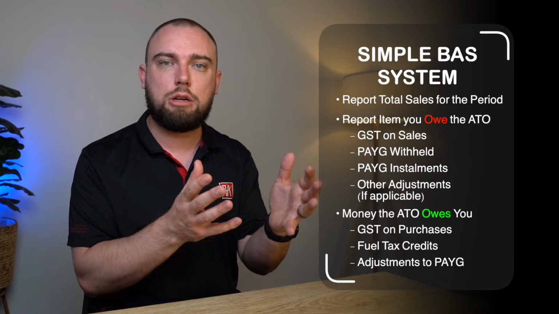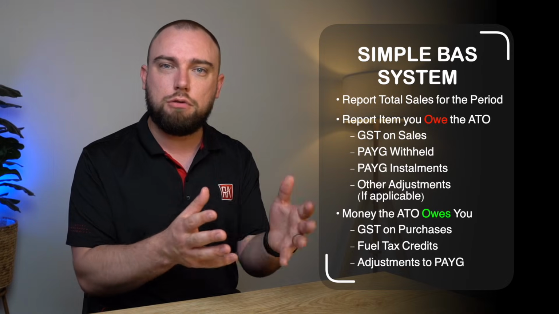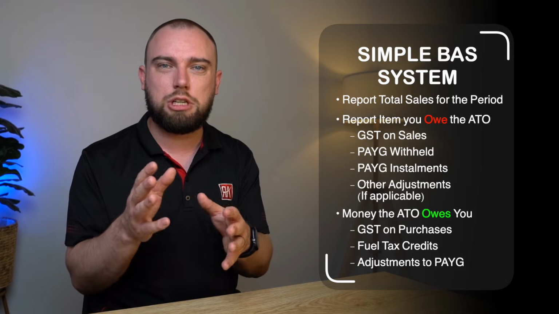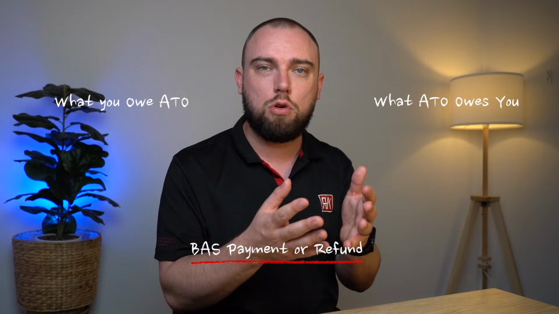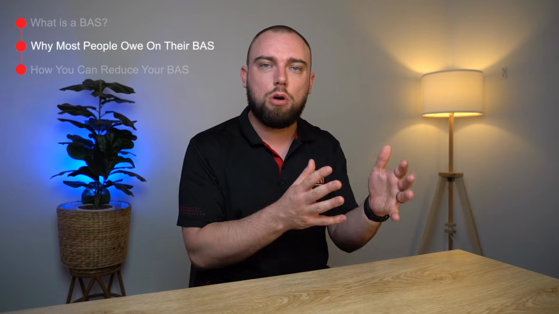So this is going to be your GST on purchases, maybe if you've got fuel tax credits, or if you've got some kind of adjustment to your pay-as-you-go where you're claiming something back. We can then look at what you owe the ATO and what the ATO owes you, and this will give you your final BAS payment or refund amount. For most people, this ends up being a payment amount, but why do people owe on their BAS?